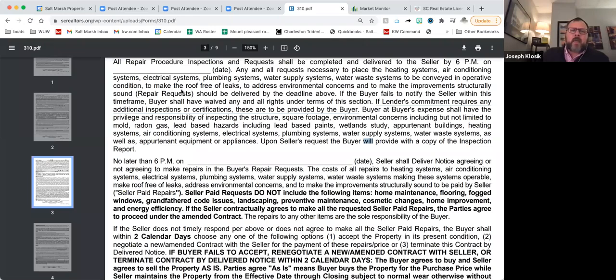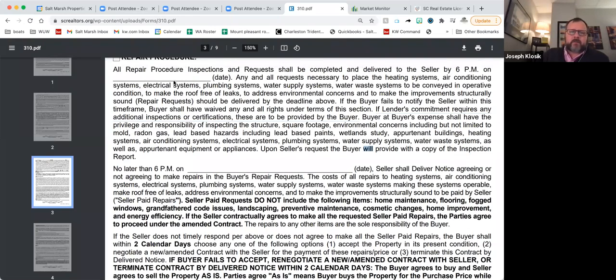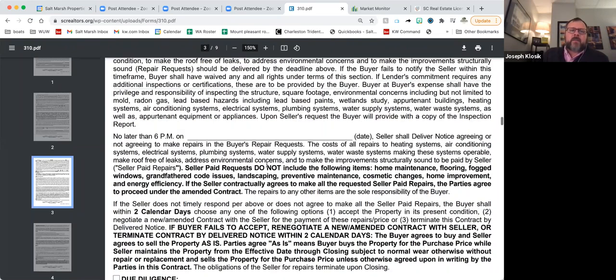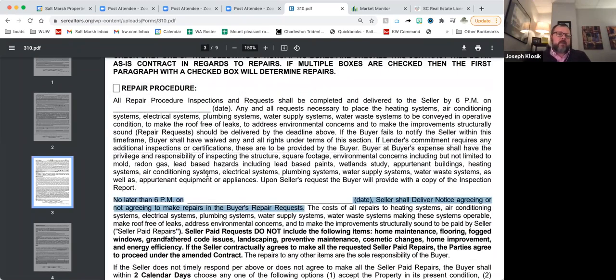All right, now let's jump into the response time. So you've had it inspected. You've submitted your repairs. It does not matter when you submit these repairs; they can be submitted anytime prior to this date, or your requests, I should say. The seller then has no later than this date to deliver notice agreeing or not agreeing to make repairs to the buyer's repair request. So really quickly, if you're a buyer's agent and you're writing this contract, I think the time frame between these two dates should be somewhere around 5 days.